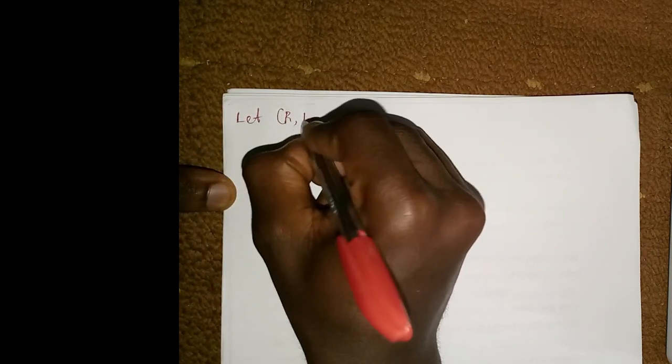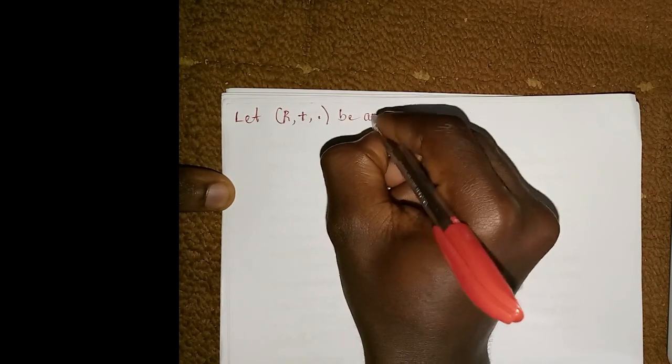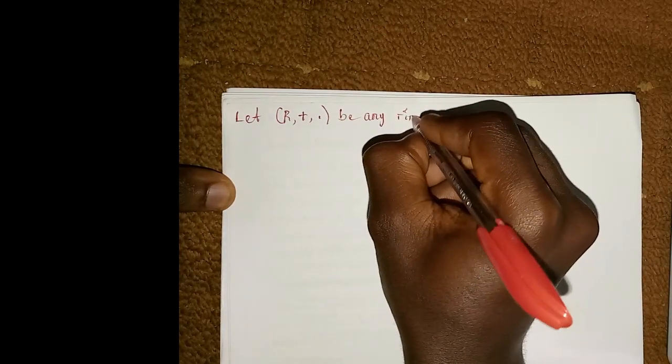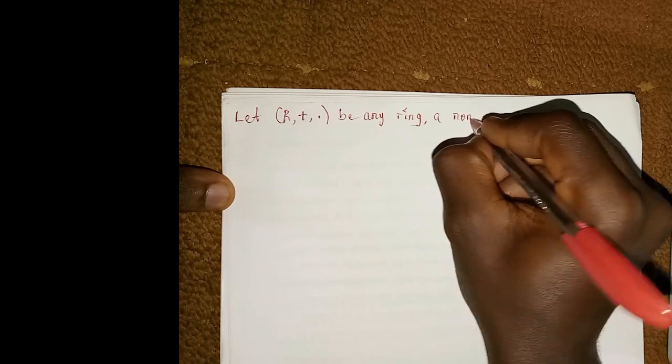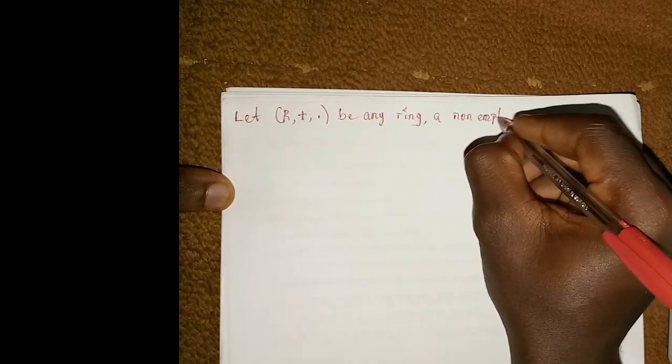Hello guys, so in today's video we'll be going through some preliminaries in commutative algebra. First things first, we'll start with the basic definition of a module. Now first I'll say let my algebraic structure of a ring be any ring, which is a non-empty set.